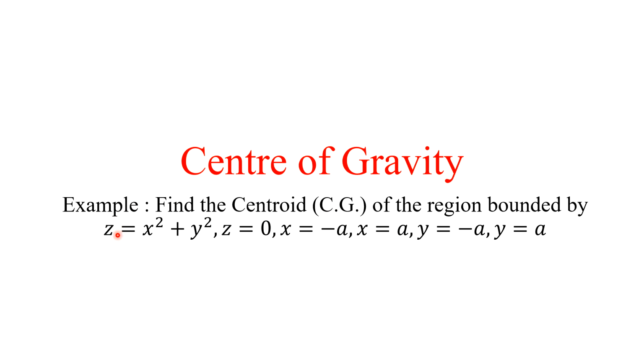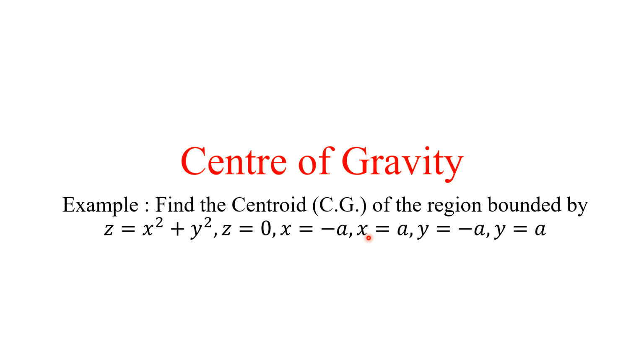Now here z is equal to x square plus y square represents a paraboloid about the z axis. Z is equal to 0 represents the xy plane. x is equal to minus a represents a plane which is parallel to the yz plane and passes through the point minus a comma 0 comma 0.